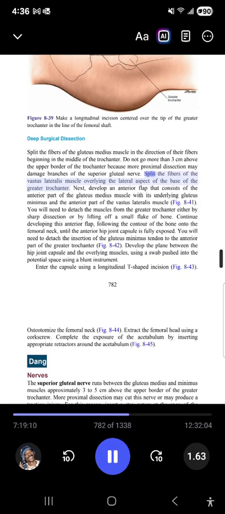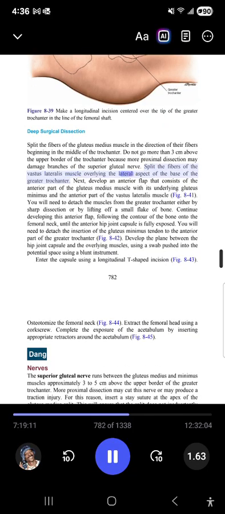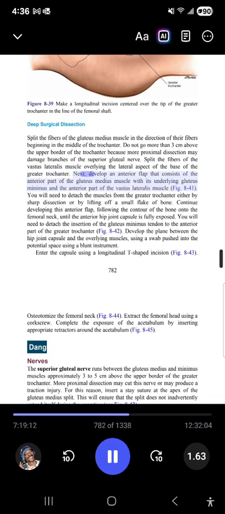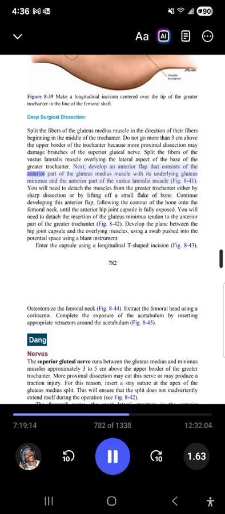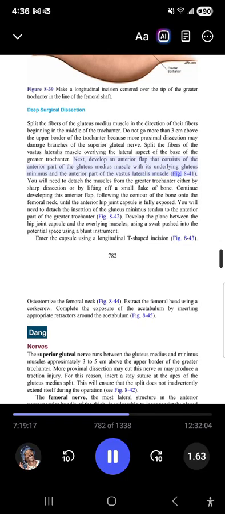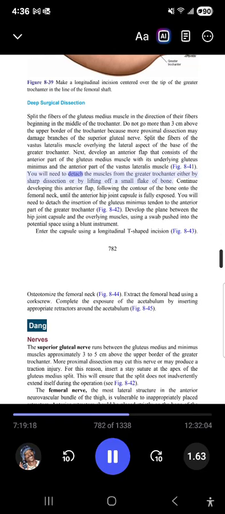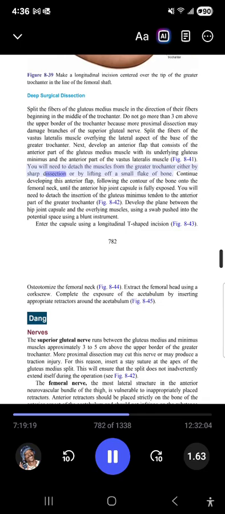Split the fibers of the vastus lateralis muscle overlying the lateral aspect of the base of the greater trochanter. Next, develop an anterior flap that consists of the anterior part of the gluteus medius muscle with its underlying gluteus minimus and the anterior part of the vastus lateralis muscle. Figure 8-41. You will need to detach the muscles from the greater trochanter either by sharp dissection or by lifting off a small flake of bone.